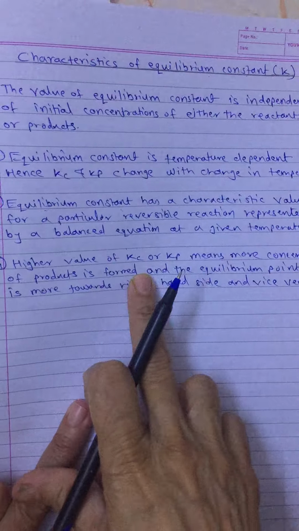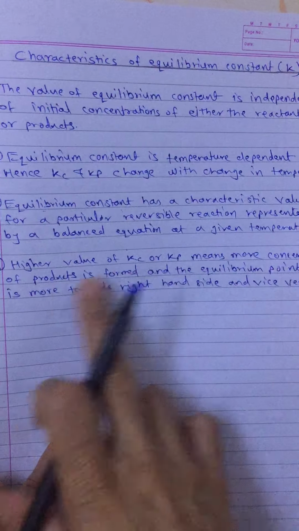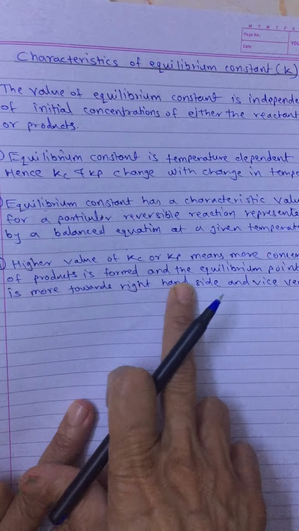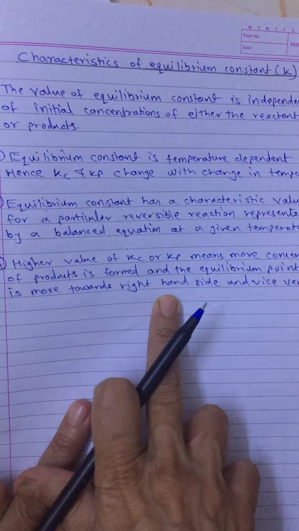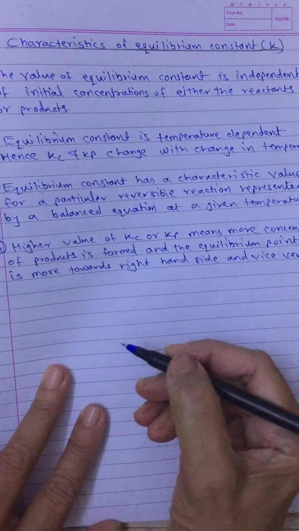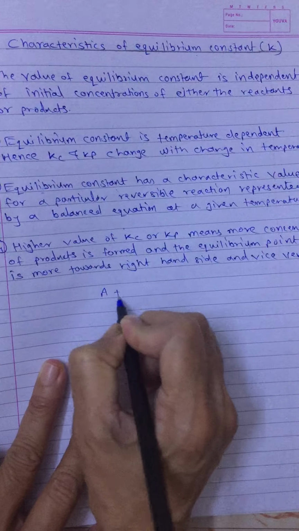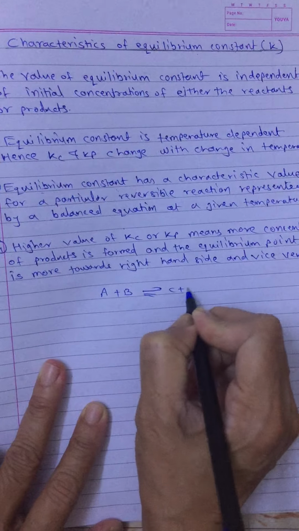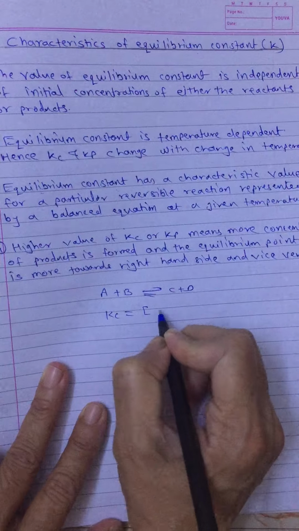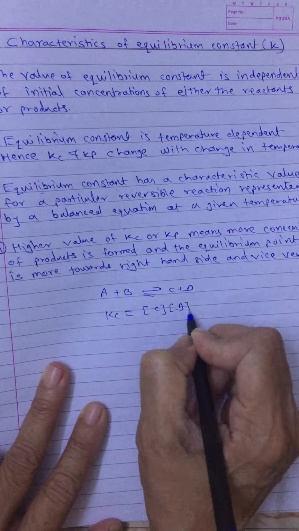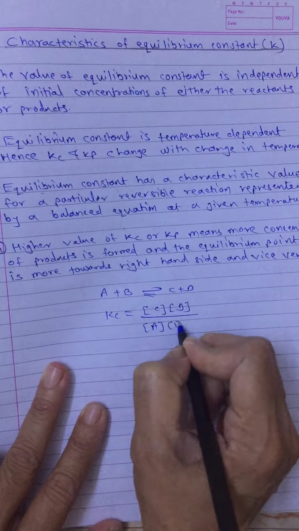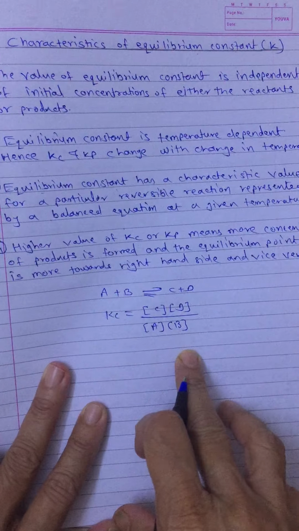Higher is the value of Kc or Kp, means more concentration of products is formed, and the equilibrium point is more towards right hand side and vice versa. What is the meaning of it? See, if you have a general reaction A plus B giving C plus D, so Kc expression is concentration of C into concentration of D upon concentration of A into concentration of B. So products upon reactants.